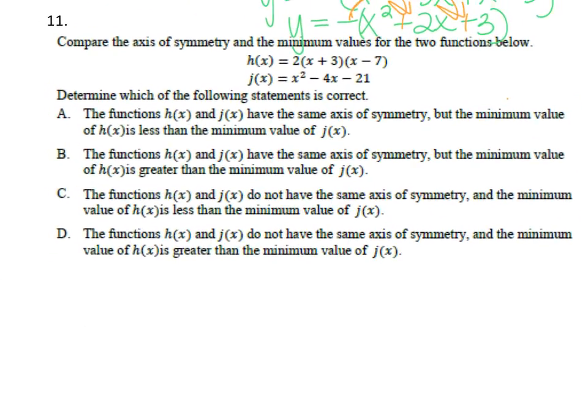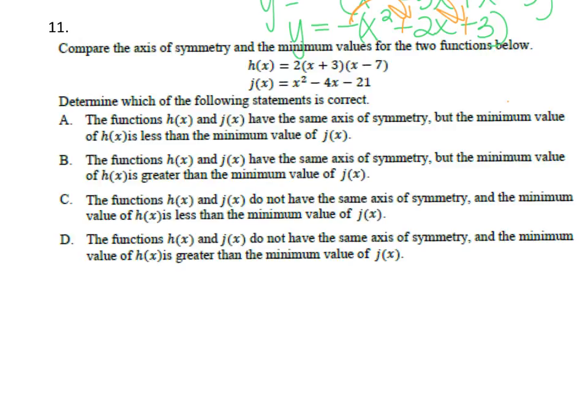Lastly, let's move down to number 11. It says compare the axis of symmetry and the minimum values for the two functions below. So my axis of symmetry and the minimum values of the two functions below. Well, that means that for p and q, if I have p and I have q, well, p equals in here, p equals -3.